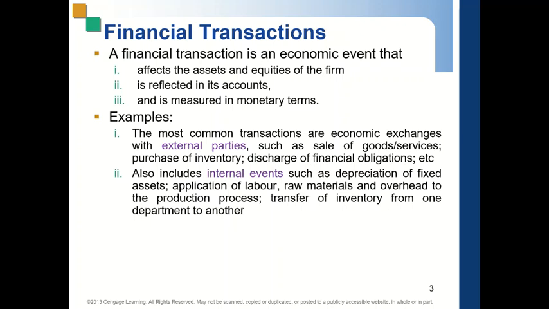And when talking about information systems, trying to distinguish between accounting information systems and other types of information systems, especially the distinction between accounting information systems and management information systems, we said one of the key distinctions between an AIS and an MIS is that an AIS deals with financial transactions. And we also said that a financial transaction is an economic event that one affects the assets and equities of the firm, two is reflected in its account, and three is measured in monetary terms.